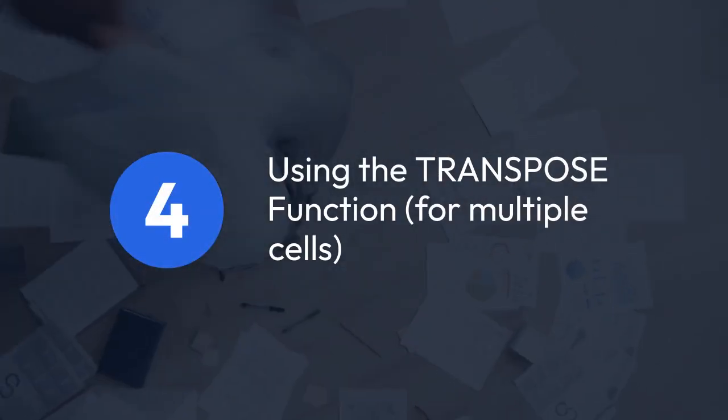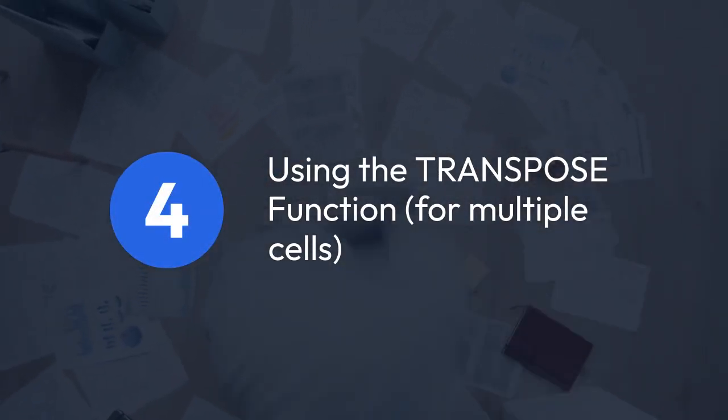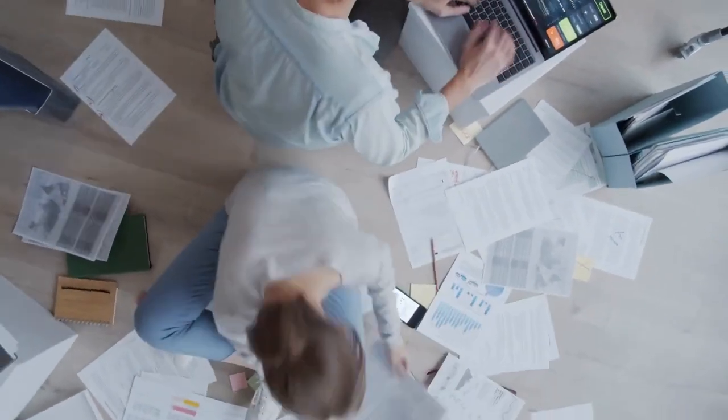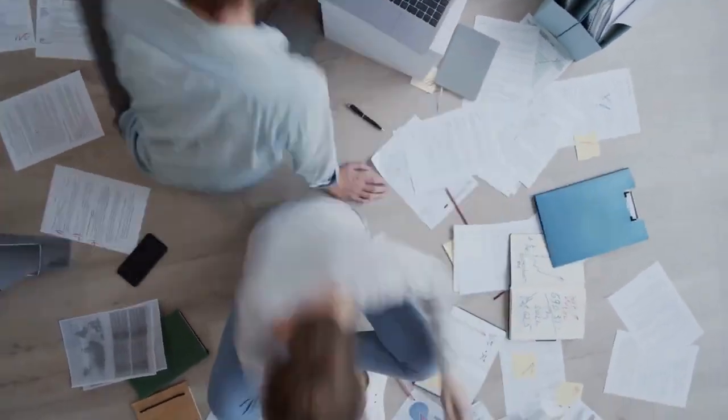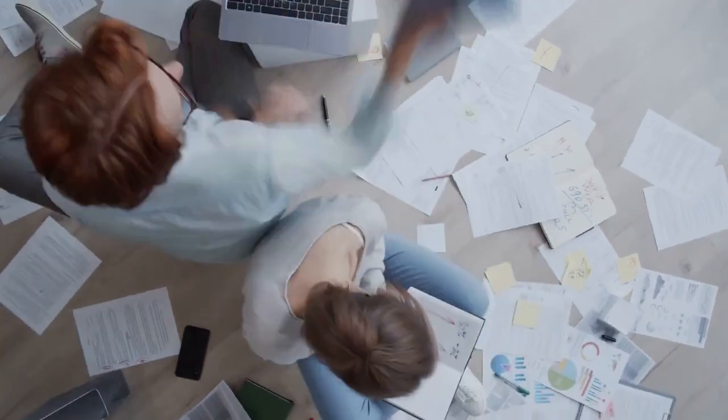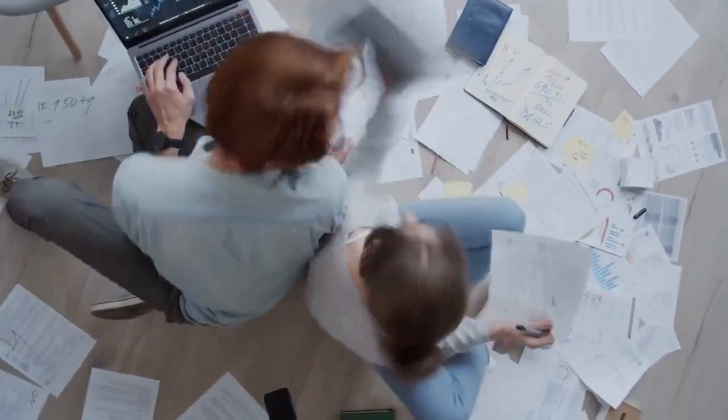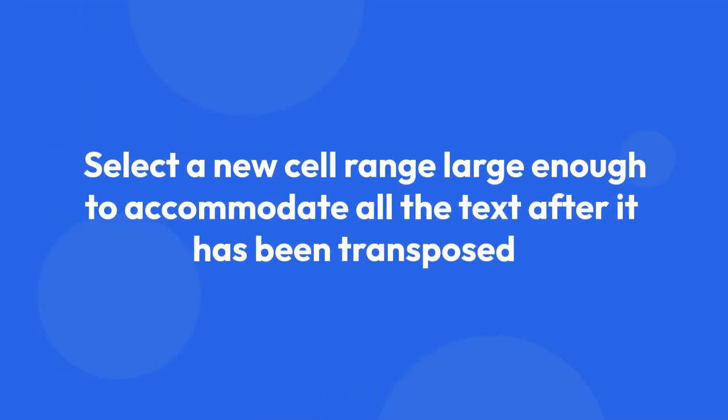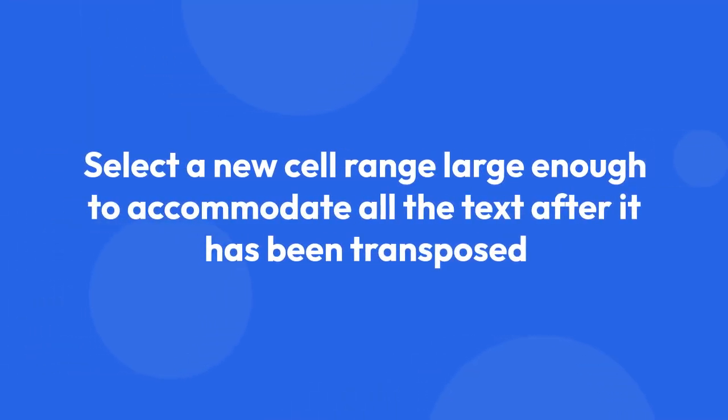4. Using the TRANSPOSE function for multiple cells. If you have text spread across multiple rows or columns and want to combine them into a single unwrapped cell, the TRANSPOSE function can help. First, select a new cell range large enough to accommodate all the text after it has been transposed.